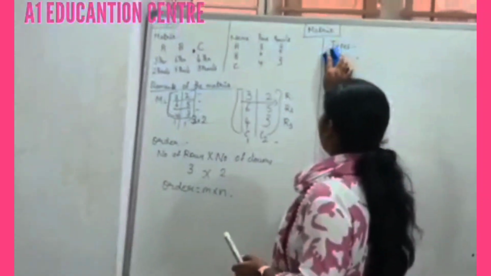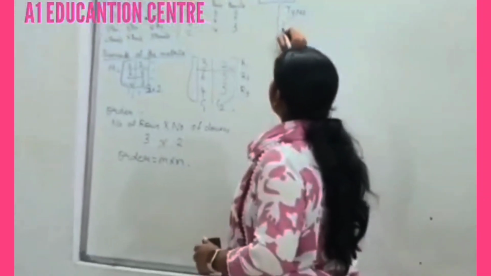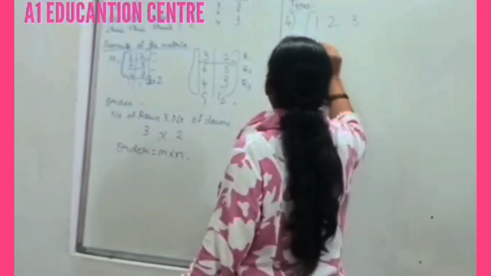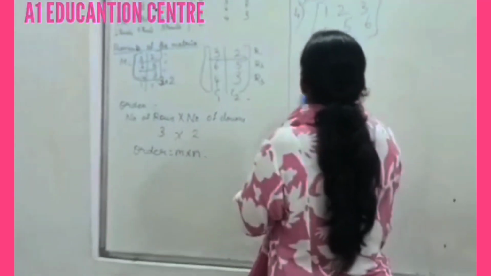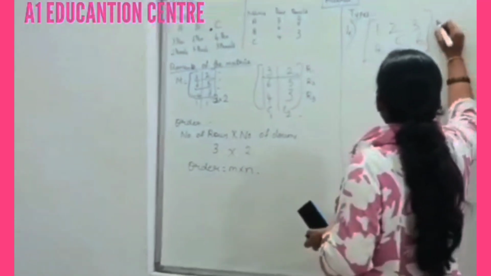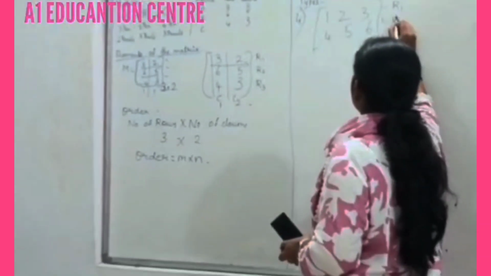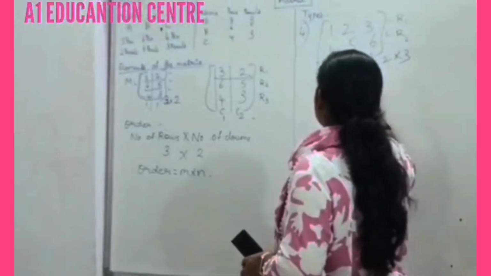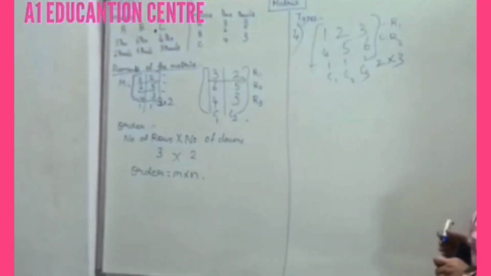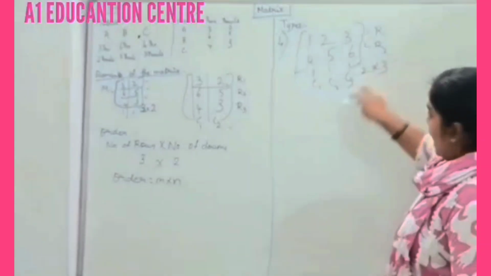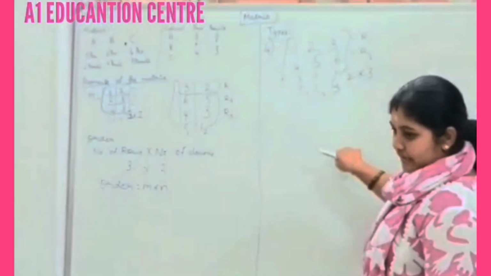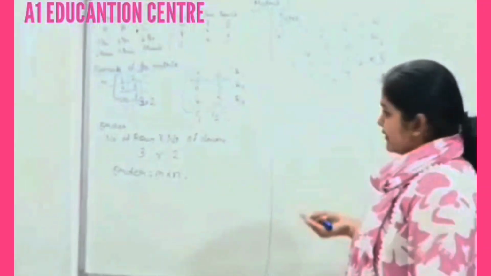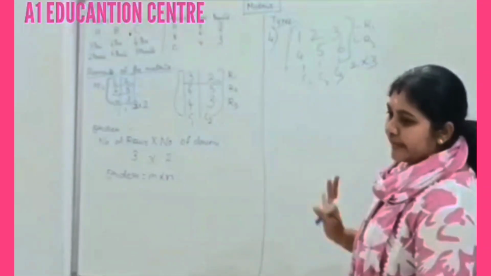The fourth one is the rectangular matrix. In a rectangular matrix, it is going to be 1, 2, 3, 4, 5, 6. How many rows are there? 2 rows, 2 into 3. 3 columns: C1, C2 and C3. So there are 2 rows and 3 columns, and this is known as a rectangular matrix. So row matrix, column matrix, square matrix and rectangular matrix is done.